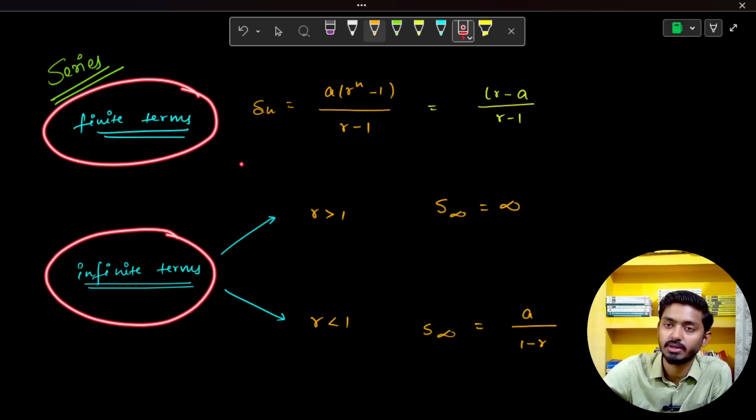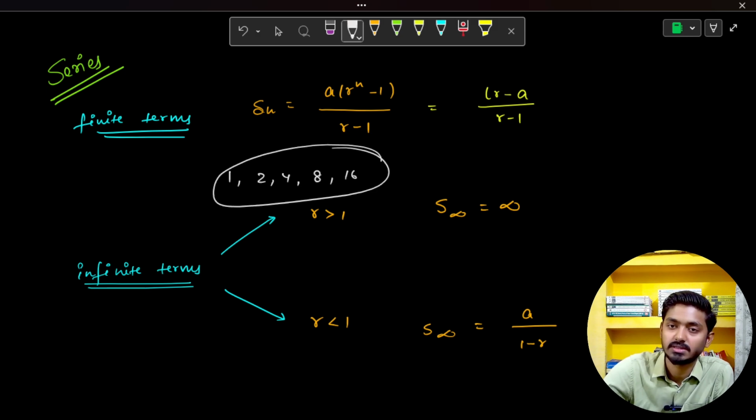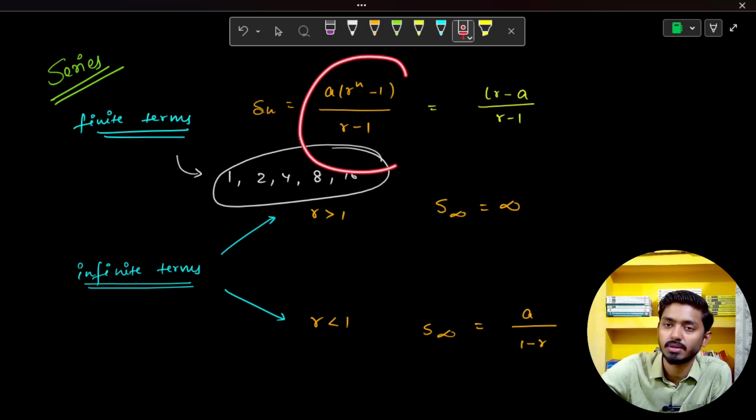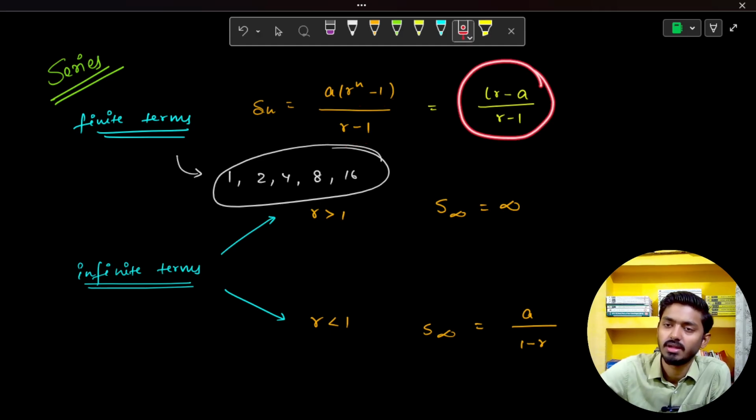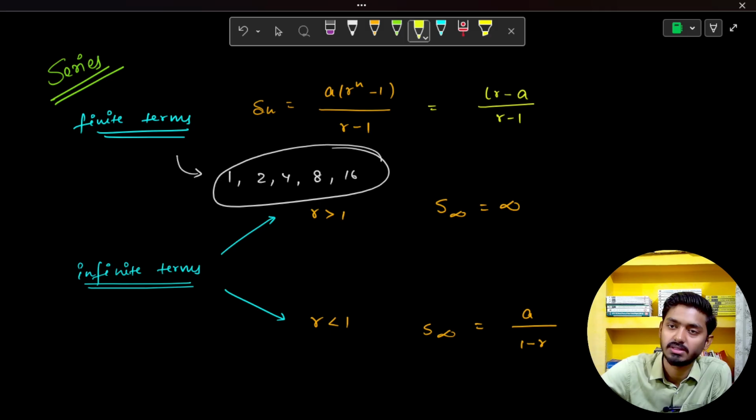Let's say you are given 1, 2, 4, 8, 16, and you are asked the sum. You'll say this is a series of finite terms. We'll use this formula, which is a times r to the power n minus 1, divided by r minus 1. You can as well use this formula: last term multiplied by the common ratio r, minus a, divided by r minus 1. You'll have to learn these formulas. Let me encircle it.